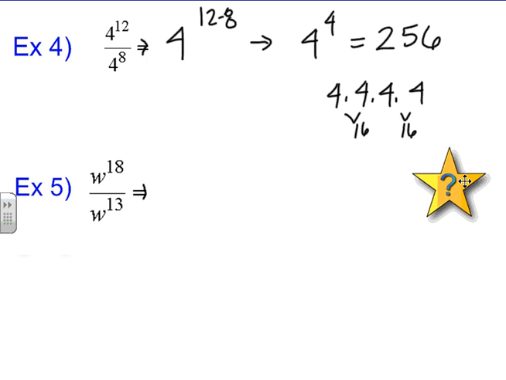Here we have w to the 18th divided by w to the 13th. Again, we have the base w, and we're going to subtract the exponents, 18 minus 13. What that does give us is w to the 5th power.